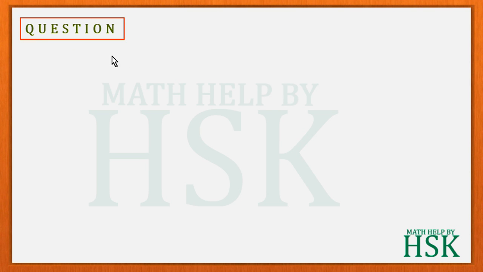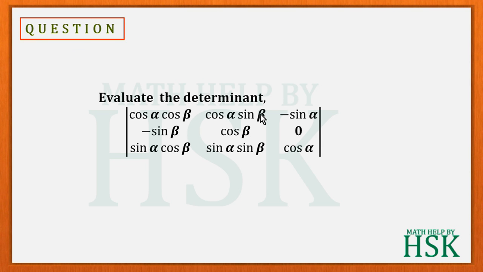Hello friends, the question is like this. Evaluate the determinant: cos alpha cos beta, cos alpha sin beta, minus sin alpha; minus sin beta, cos beta, 0; sin alpha cos beta, sin alpha sin beta, cos alpha.